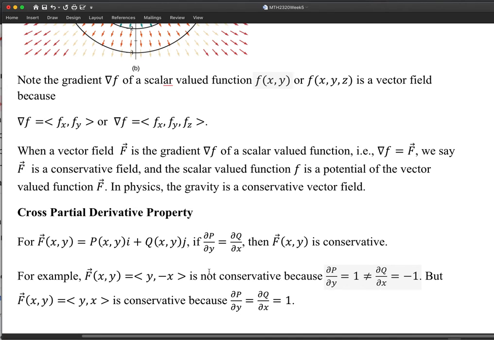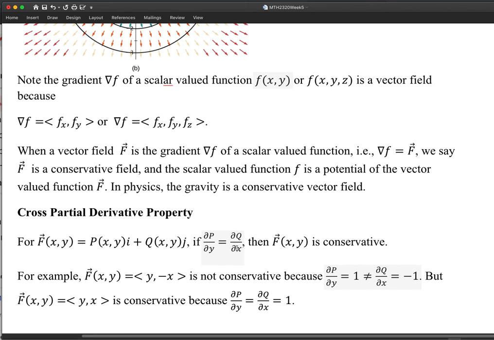And also, another thing about the cross-partial derivative, certainly we do have a quite similar criterion for three-dimensional vector fields. But anyway, for now, we are just considering two-dimensional vector fields. We say it's a cross-partial derivative because P is supposed to be along the x direction, the x component. Q is for the y component. But when we take the partial derivative, we consider dP/dy and dQ/dx. See? Kind of crossed, right?